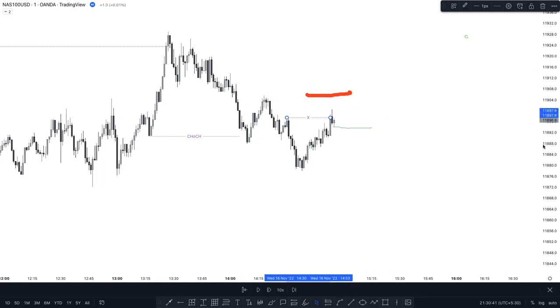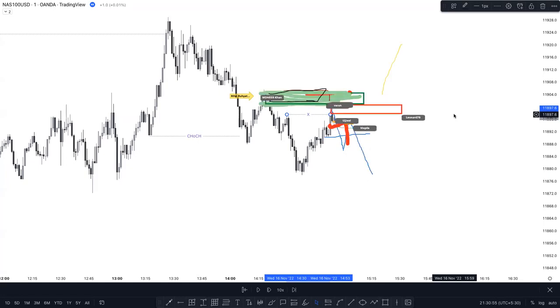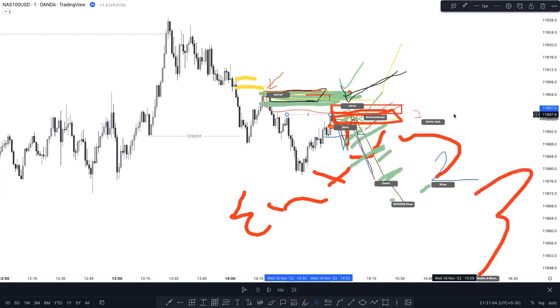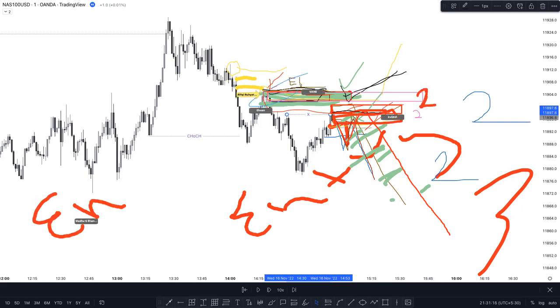So in this case, where are our possible entries? Everyone, what are the possible entries here, and how many entries are possible at this time? Perfect.